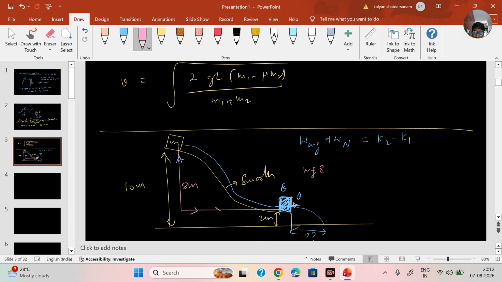Then you are moving horizontally, but mg is acting vertically. So work done in the horizontal path by mg will be 0. In the vertical path, the force mg is down and the displacement of 8 meters is also down.